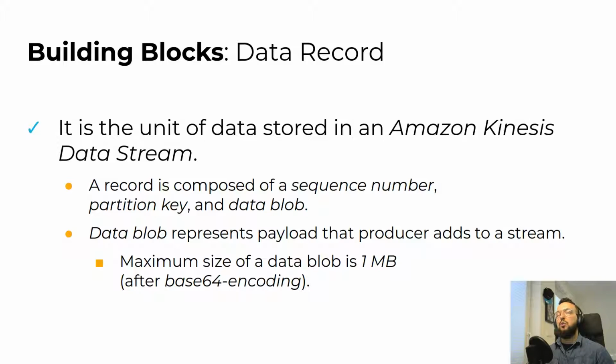A data record is basically a unit of data stored inside a data stream. A record is built from a sequence number, a partition key, and a data blob. The data blob represents the payload which the producer created and added to the stream, and the maximum size of a data blob is 1 megabyte after base 64 encoding. And that's a very important thing to remember, because if you don't, you may end up in a situation where your payload is actually less than a megabyte, but after encoding in base 64, you will observe sizes bigger than 1 megabyte, and they will not fit into a stream. So bear that in mind.